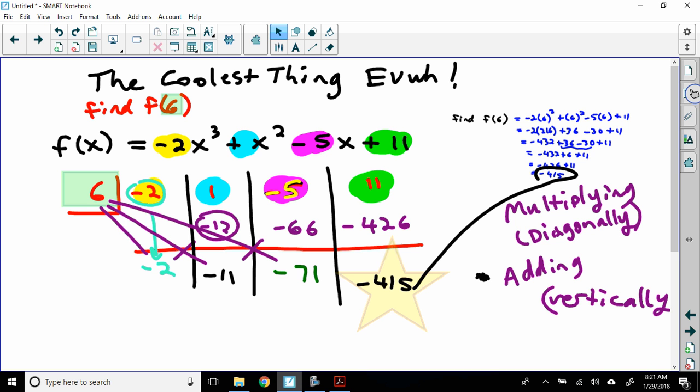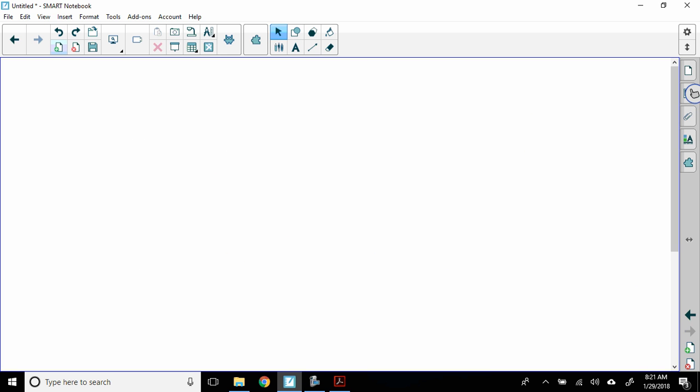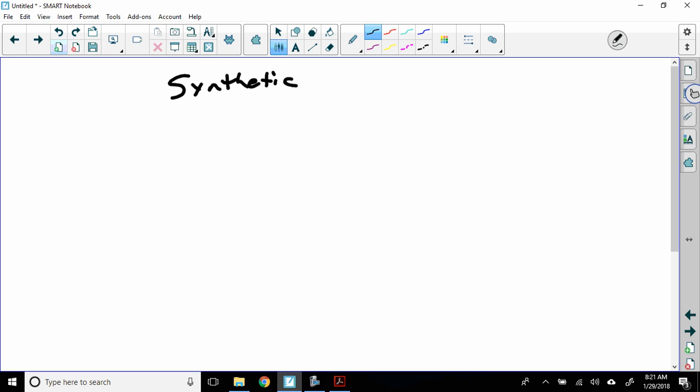What? No freaking way. You mean to tell me that instead of having to cube and square and subtract and do all that stuff, I can just do this process and I'll get the same answer? Yes. Why didn't your 8th grade algebra teacher show you this? Or your 9th grade algebra teacher? So in case you're wondering what this coolest thing ever is called, it's called synthetic substitution.